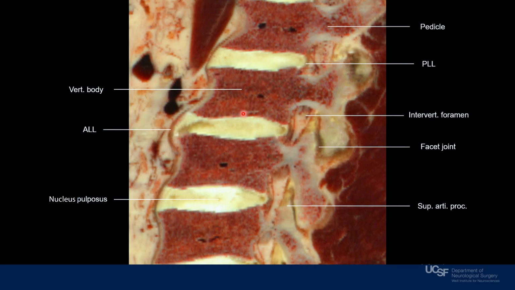If we move anteriorly, we have the vertebral body that, as we mentioned in the previous slide, anteriorly is covered by the anterior longitudinal ligament, and posteriorly is going to be covered by the posterior longitudinal ligament. The annulus fibrosus, which is located at the periphery of the disc, is going to fuse anteriorly with the anterior longitudinal ligament and posteriorly with the posterior longitudinal ligament. And at the center, the nucleus pulposus.